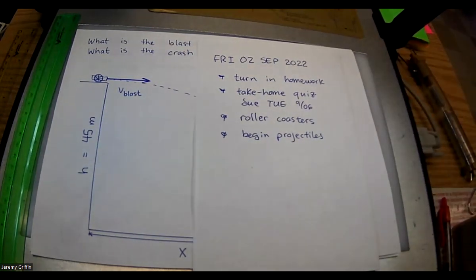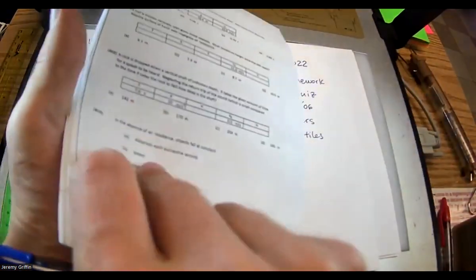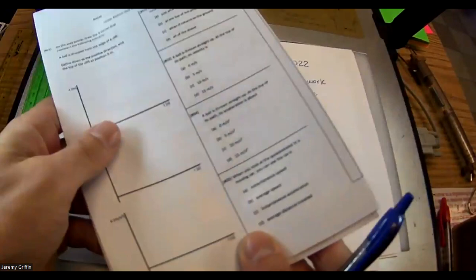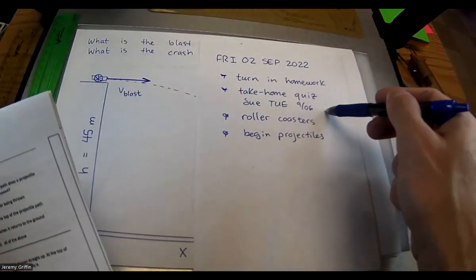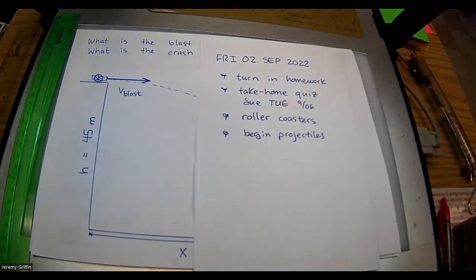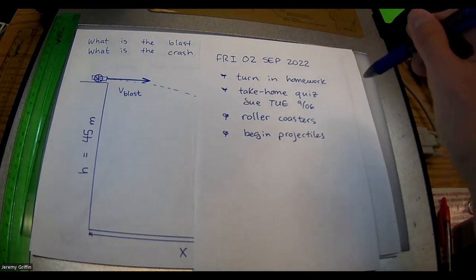Then the other thing that is also out is your open notes take-home quiz. It looks like this. Now we're about to go into a 3-day weekend for Labor Day, so the next time I'll see you is on Tuesday, and then I will pick this up from you guys on Tuesday. Okay? You guys got that? Yeah. All right.